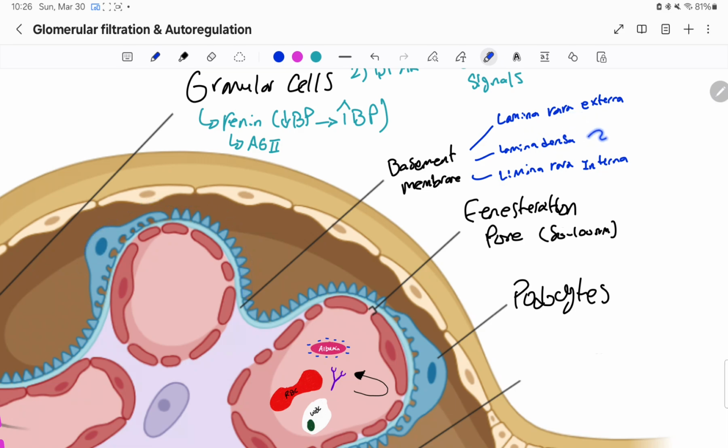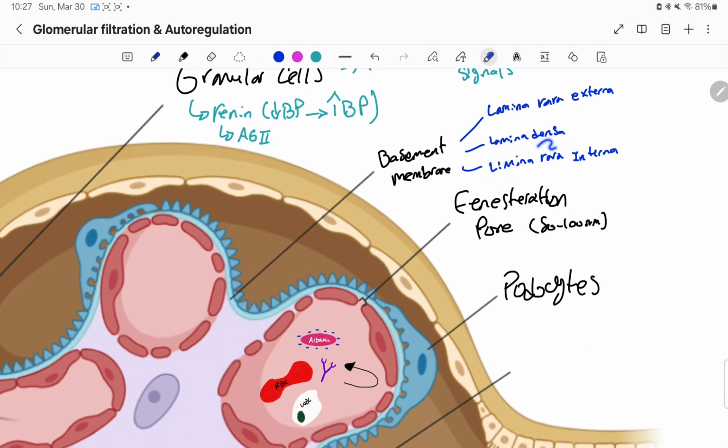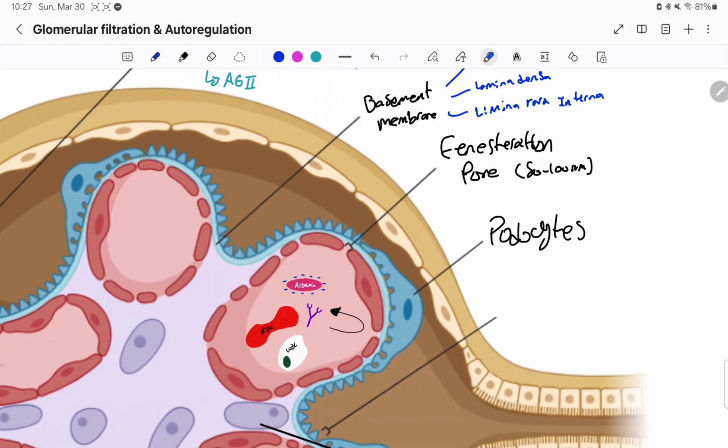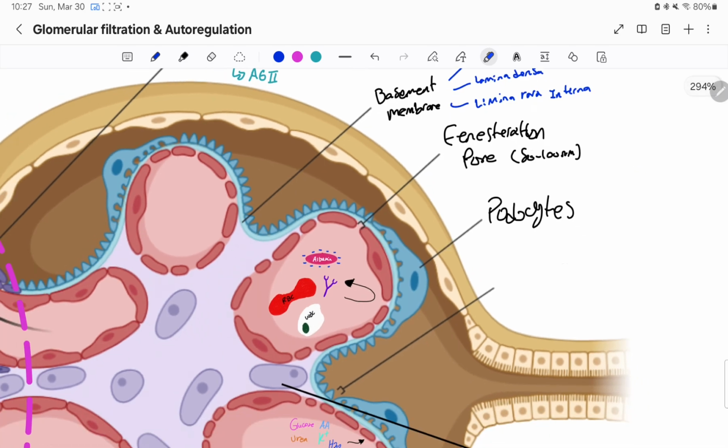Now, the lamina rara externa is made up of a lot of heparan sulfate, which is a glycosaminoglycan, and basically it has a lot of negative charges. Because of that, it is able to repel negatively charged proteins, okay? This will be important in a second. The lamina densa is made up of a lot of collagen type 4 specifically, and laminins. And the lamina rara interna is made up of heparan sulfate, and again, a whole bunch of negative charges. So there are negative charges on the external side and the internal side, preventing negatively charged proteins from coming in, because negative repels negative.